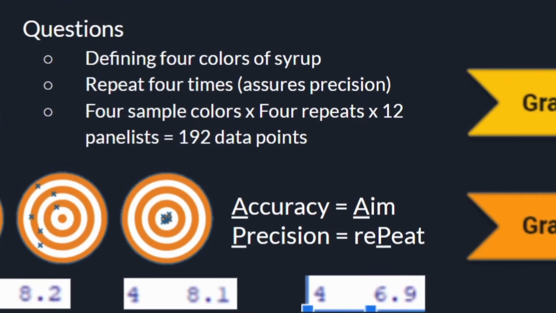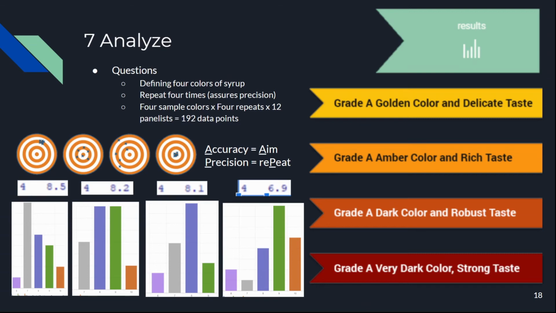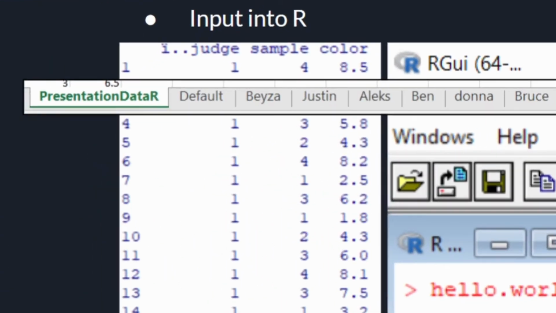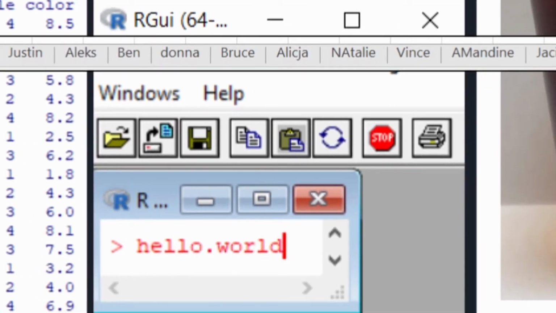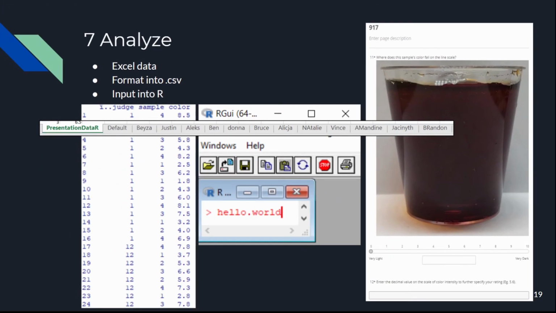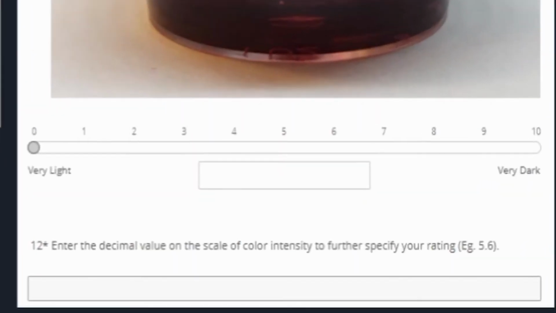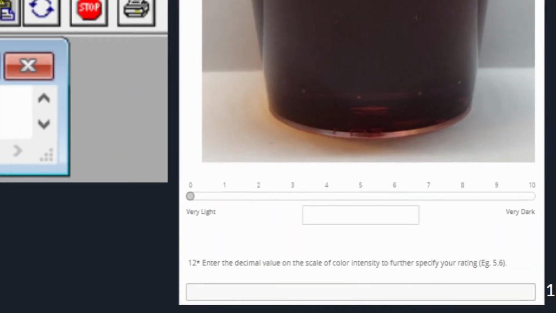4 sample colors multiplied by 4 repeats multiplied by 12 panelists gives us 192 data points, which is quick, cheap data. Now that surveys are done, I placed them into an Excel sheet. I saved it as a CSV file and then placed it into R. Here's an example question of a survey with the 3-digit codes changing for each product, the sample picture, the line scale, and the decimal place that they had to type in because I couldn't measure it myself.